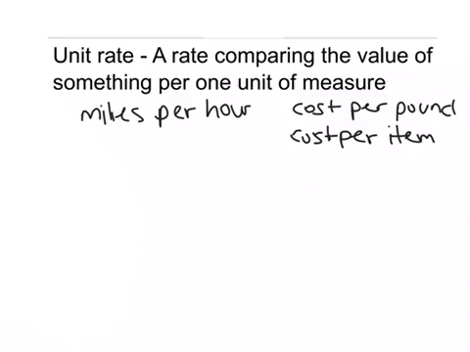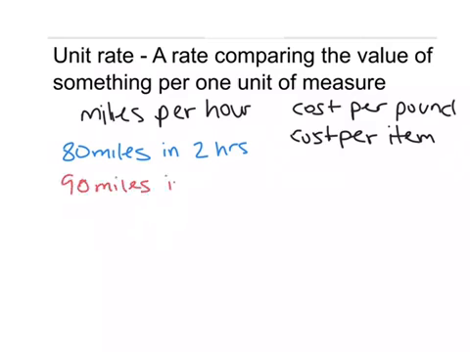So one of the easiest ones that I like to use as an example is talking about speed in miles per hour. So let's say we wanted to compare these 2 different cars, and one car is driving 80 miles in 2 hours, and the other car is driving 90 miles in 3 hours. Well, which car is going faster? It's hard to tell if we're talking about the distance over 2 hours for one of them and over 3 hours for the other. So what we want to do is calculate their unit rate.